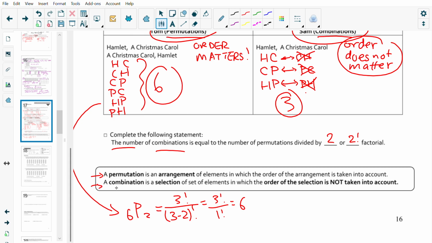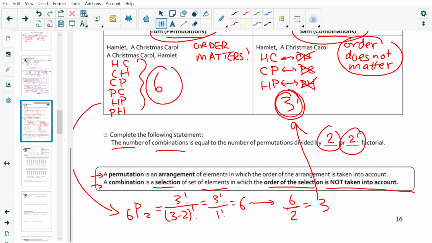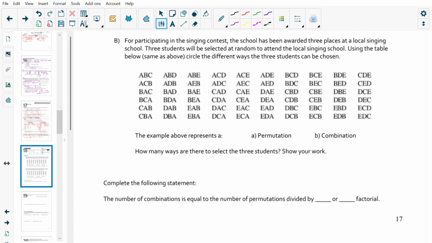Okay, a combination is a selection of elements in which the order of the selection is not taken into account. So if I take 6 and divide it by 2 factorial, I get 3 different ways. And we'll see a formula shortly that will explain how we get this number 3 with a proper formula. Next page.